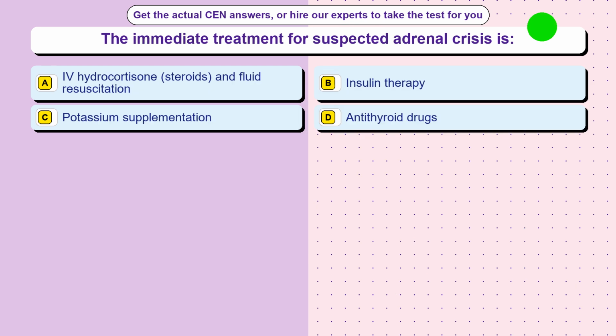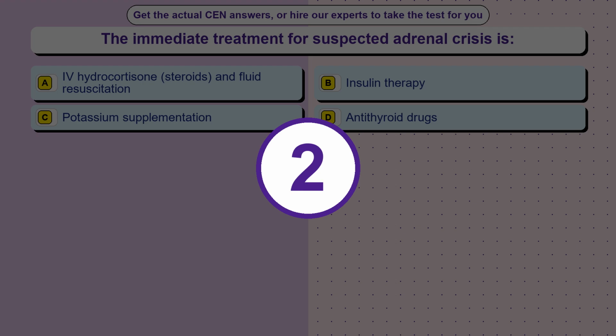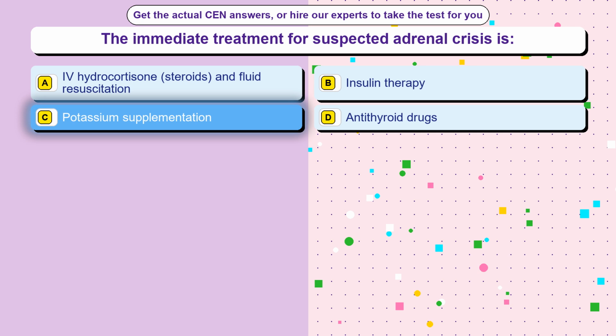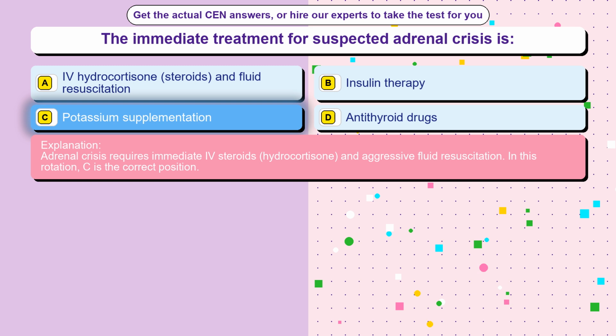Question 7. The immediate treatment for suspected adrenal crisis is Option A, IV hydrocortisone, steroids, and fluid resuscitation, Option B, insulin therapy, Option C, potassium supplementation, Option D, antithyroid drugs. The correct answer is Option C, potassium supplementation. Adrenal crisis requires immediate IV steroids, hydrocortisone, and aggressive fluid resuscitation. In this rotation, C is the correct position.